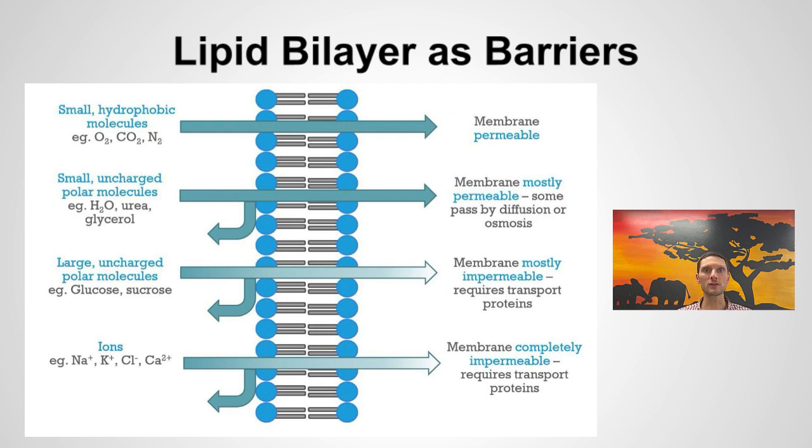Typically, the larger the molecule, the less permeability it has. Oxygen is easier to pass through than glycogen or proteins. And so usually smaller particles and molecules that are neutral or nonpolar are going to be easier to pass across the membrane.